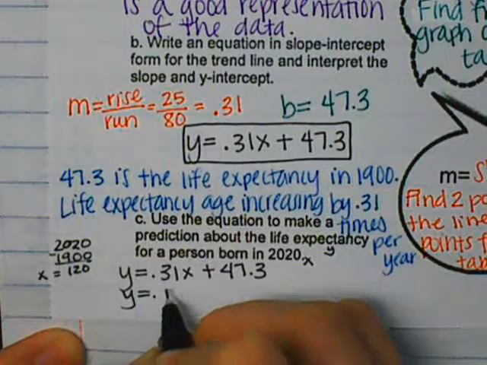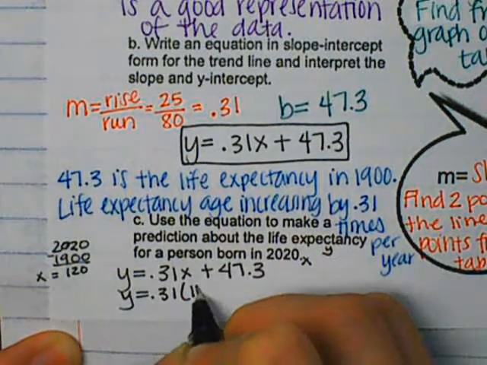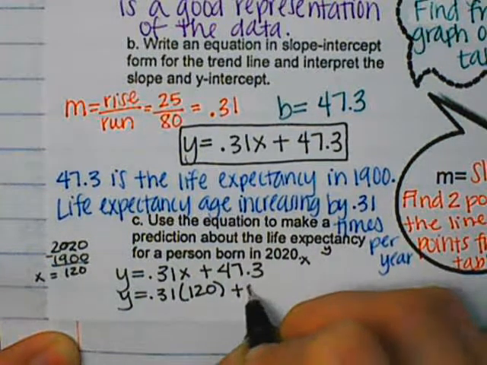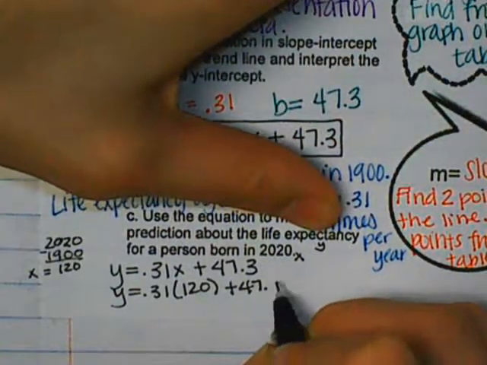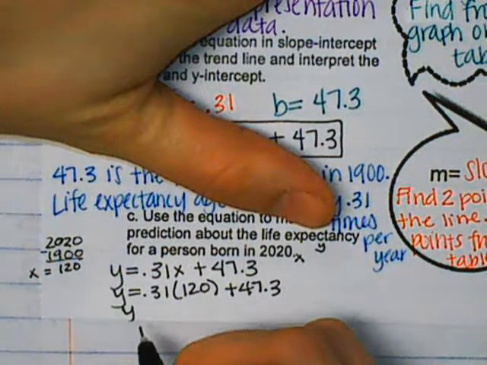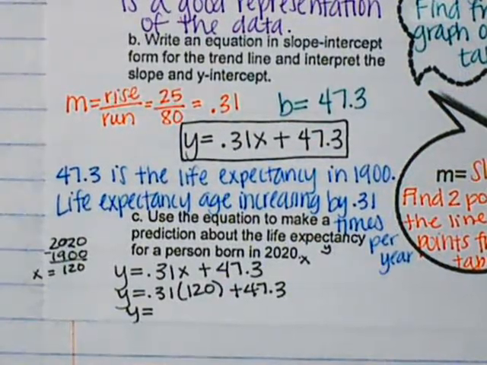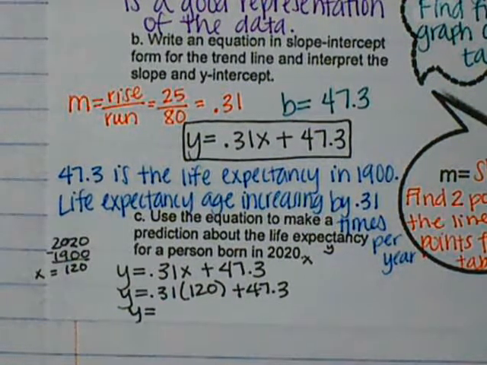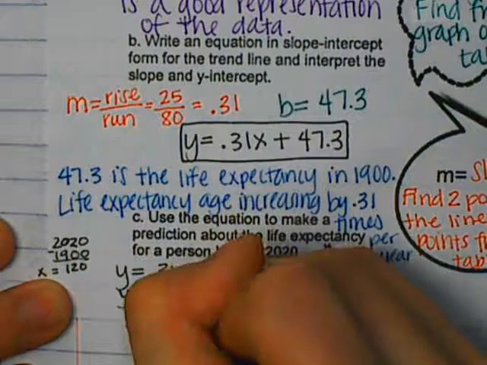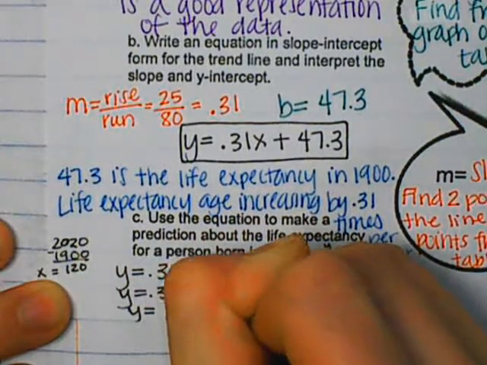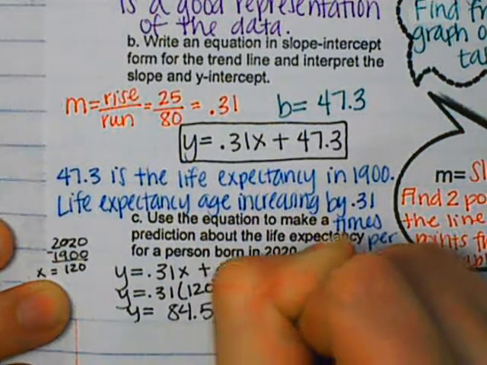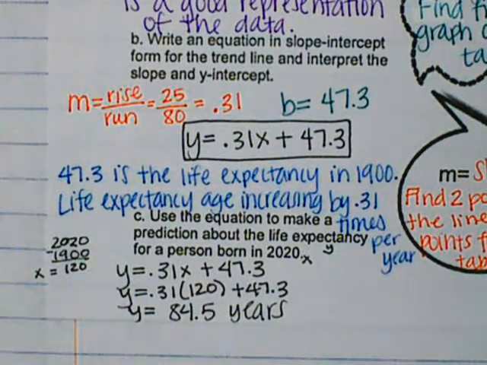So if we say, well, Y equals 0.31 times 120 plus 47.3, using our equation, we would get approximately 84.5 years.